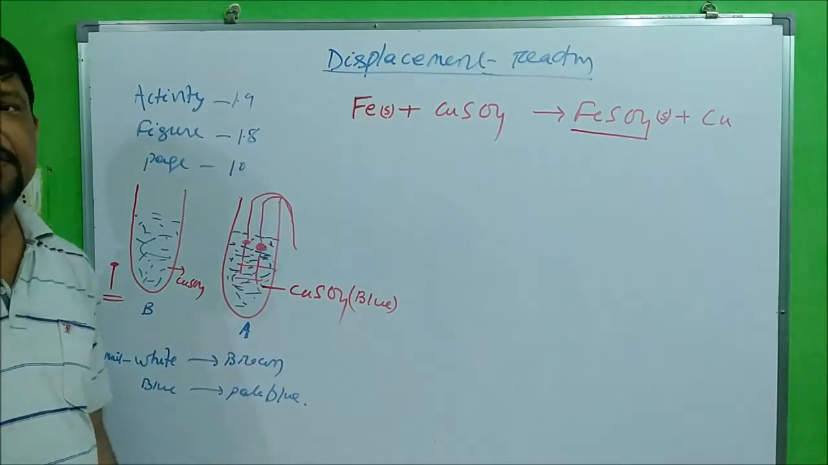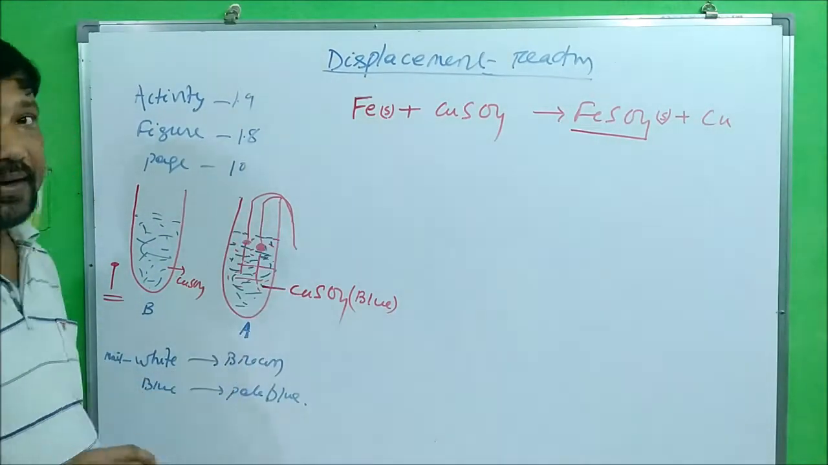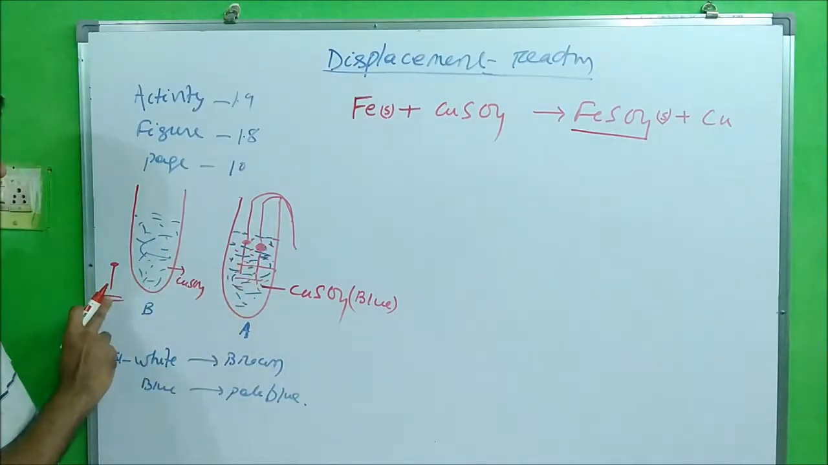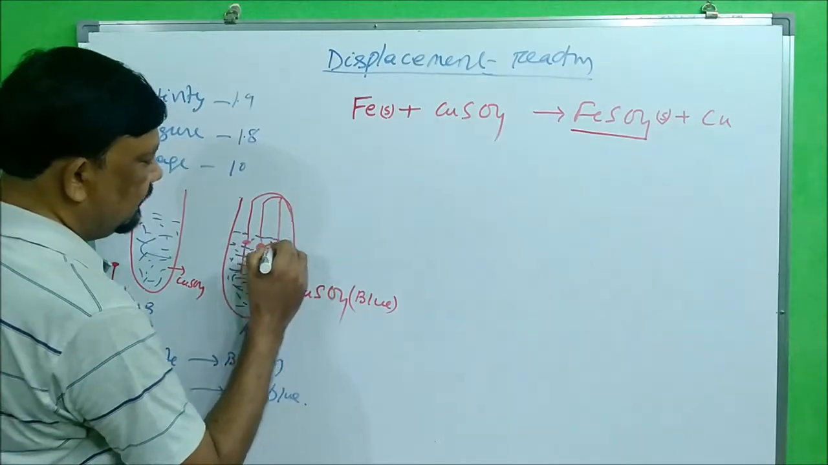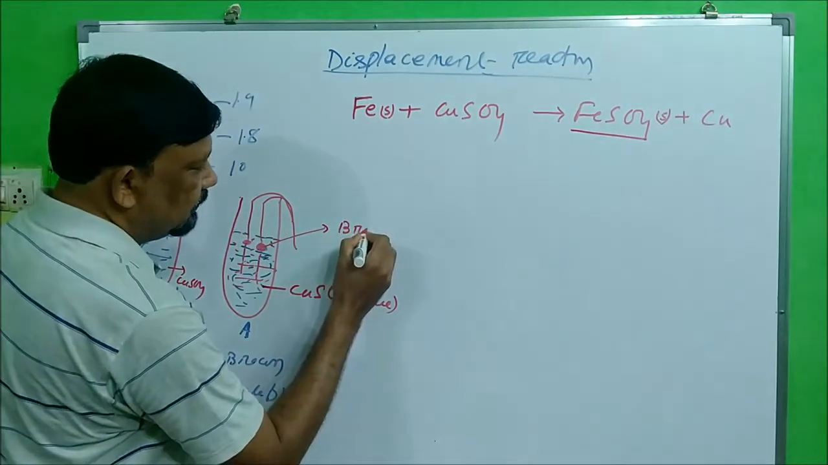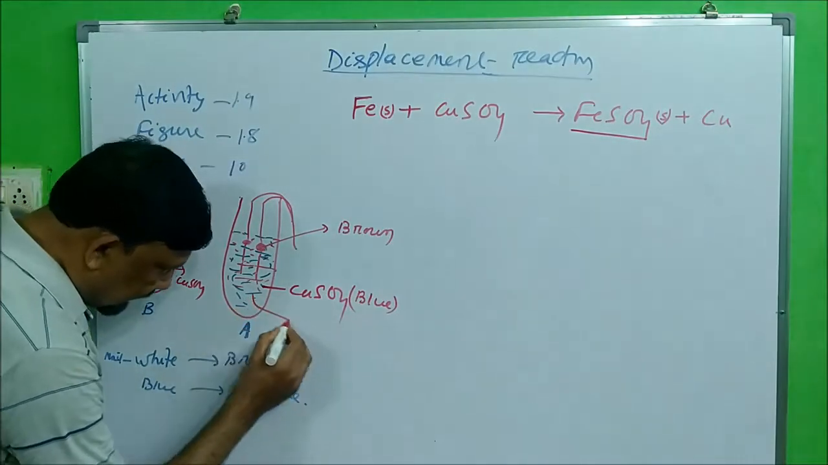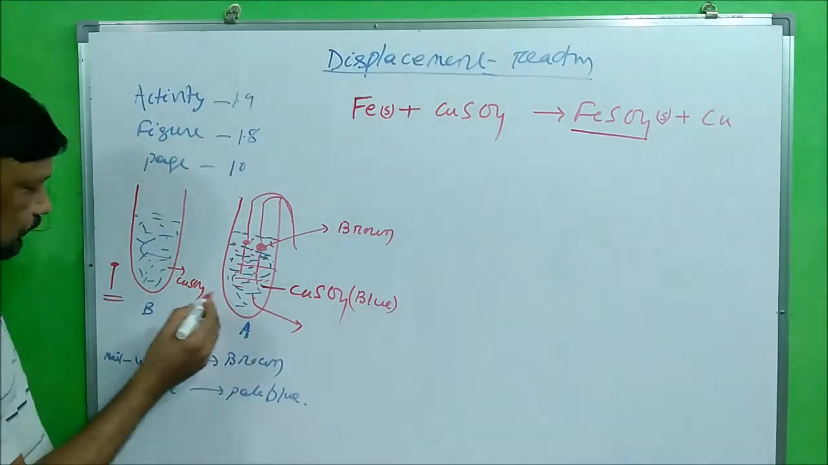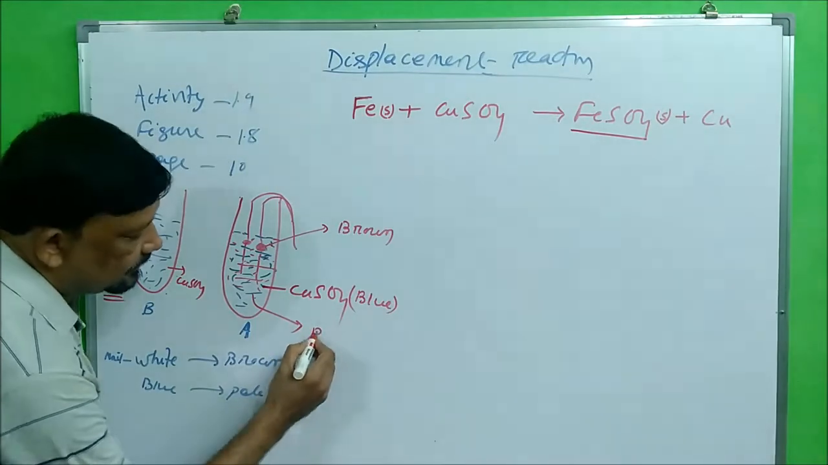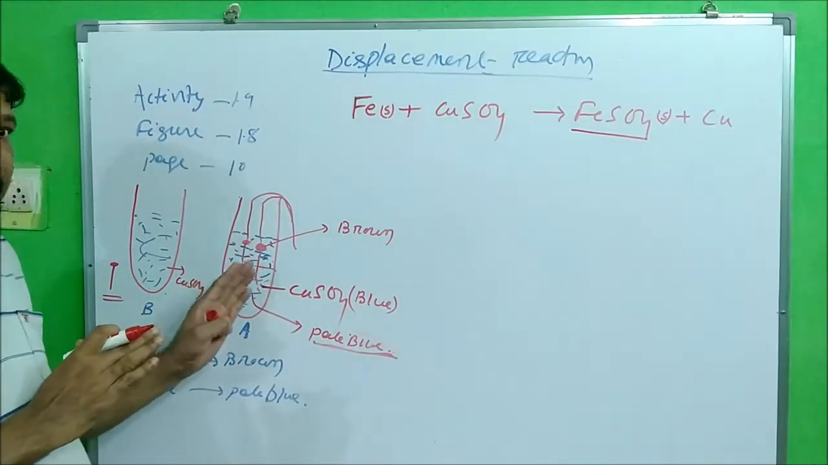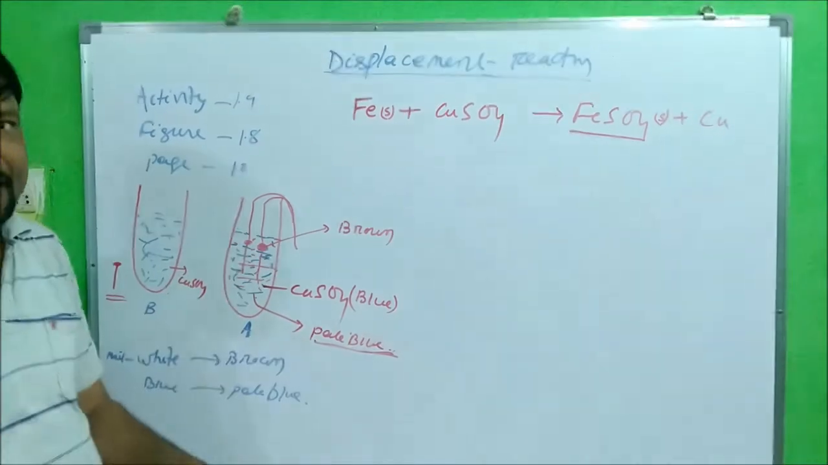After 20 minutes, take out these two nails and examine the color and compare the color of this nail with this nail. You will find this nail changes to brown color. Again, you will compare the copper sulfate solution present here with this copper sulfate. You will find it is pale blue in color. The color intensity of this test tube has decreased.